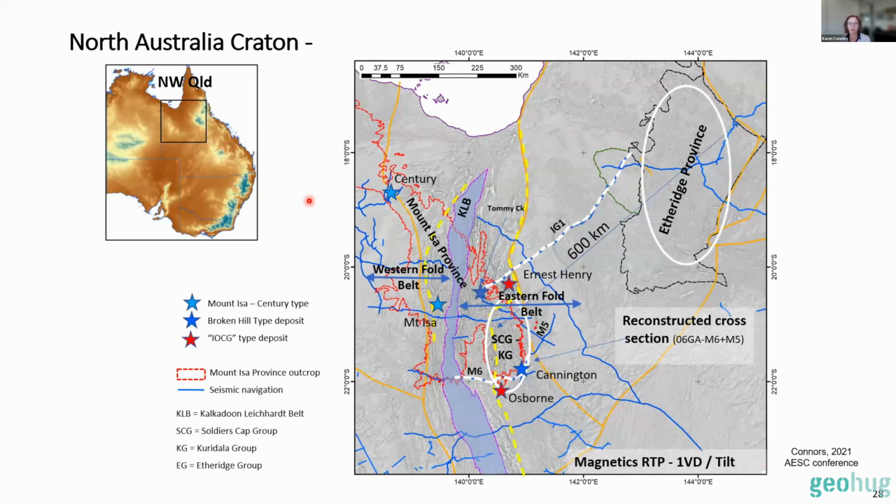So once I spent a while thinking about that, I said, okay, well, let's try and reconstruct at least part of that basin. So that basin extends for 600 kilometers. I wasn't going to take that on. So I reconstructed this segment here of the N6 M5 line, focused on the Soldiers Cap Curry-Dalla Basin and where the Cannington deposit is located.